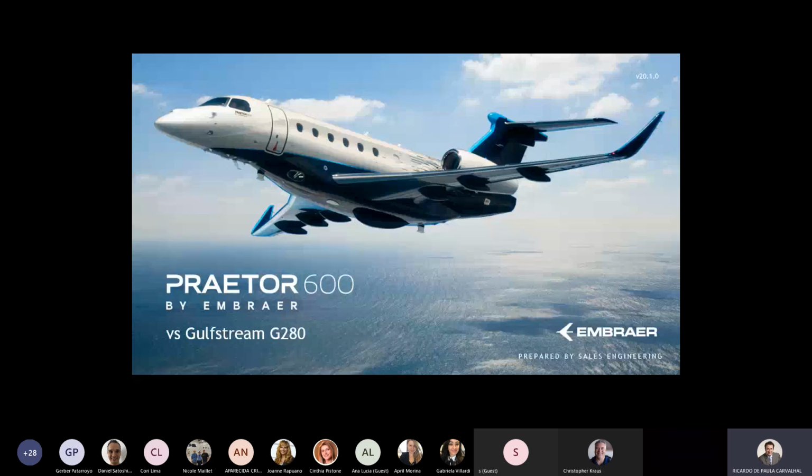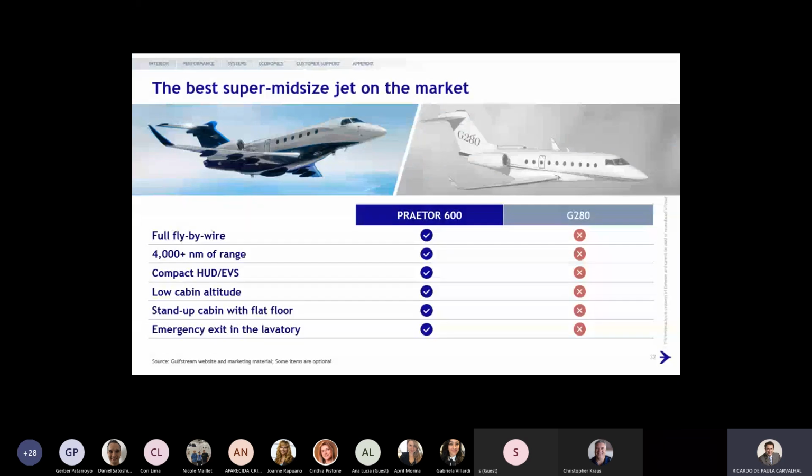Another important competitor in this class is the Gulfstream G280. So you see it here. I would say the G280 is a faster airplane than the Challenger and faster than us. It's slightly faster, like 2% faster, but it has less range and doesn't have the fly-by-wire, and the cabin altitude is higher, okay, and it doesn't have a stand-up cabin with flat floor. So it's a very good competitor, but we have several advantages and capabilities it doesn't have.